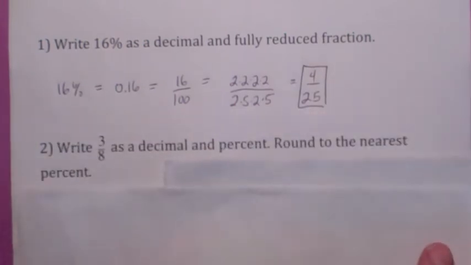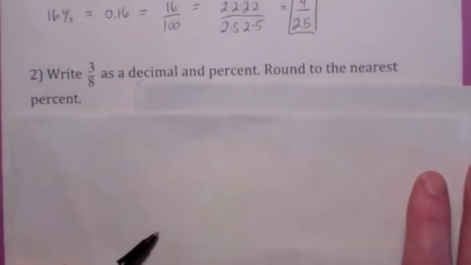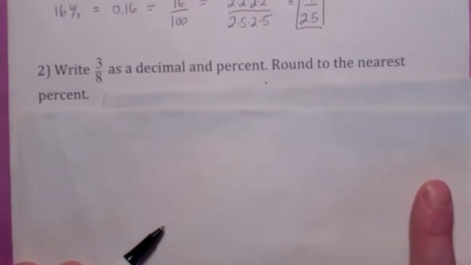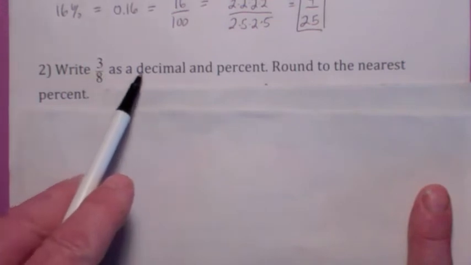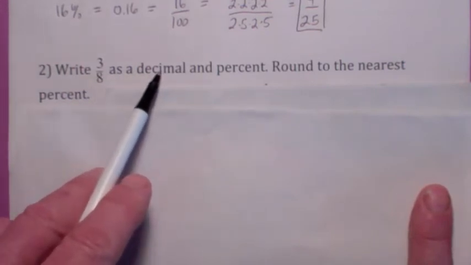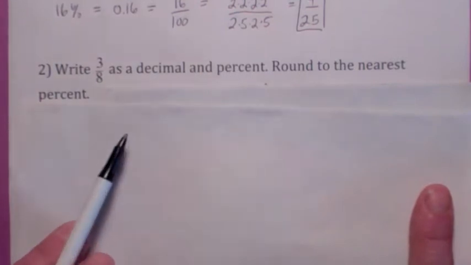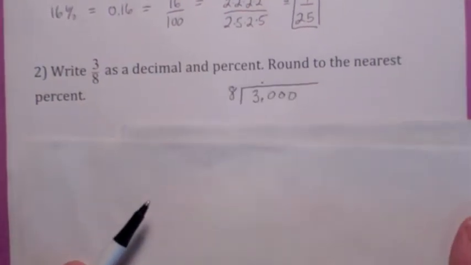Okay, going the other way is a little harder. How do you change from a fraction to a decimal and percent? The way we're going to do this is first we're going to go from a fraction to a decimal. We're going to do that by long division. And then once we do that, to go to a percent is easy. You just move the decimal place 2 to the right. Okay, so here we go.